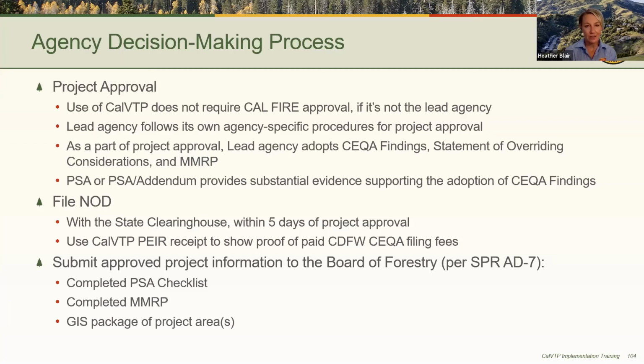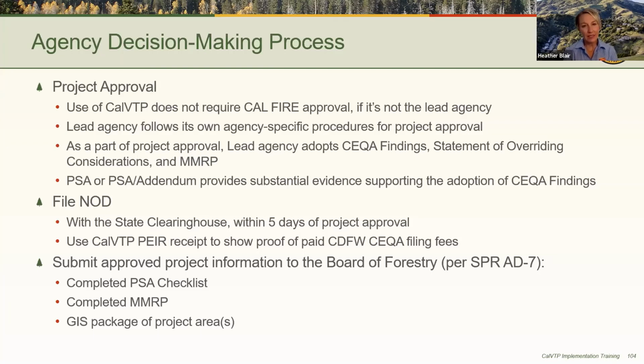So other than adhering to those CEQA requirements, the project approval process is completely agency specific. I'd like to note that there are no approvals or anything from CAL FIRE that's required if CAL FIRE isn't the lead agency or doesn't have some other project related approval. We get that question a lot. Agencies can use the CalVTP without CAL FIRE involvement, unless CAL FIRE has an approval. Like I said, just because it's the CalVTP, it doesn't automatically require something from CAL FIRE or the Board of Forestry.